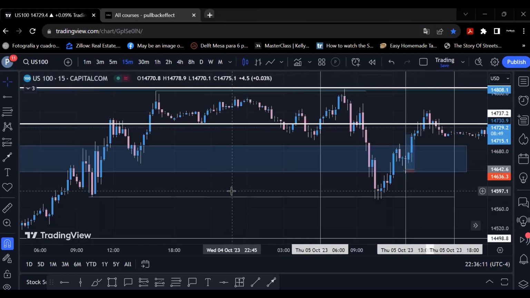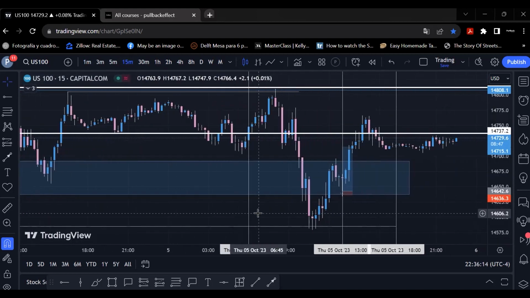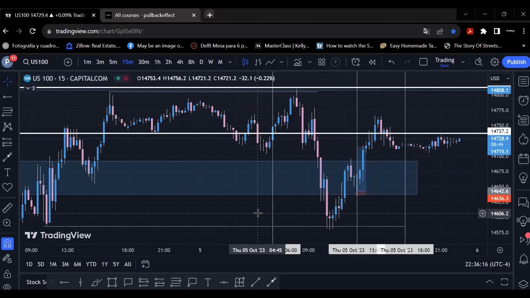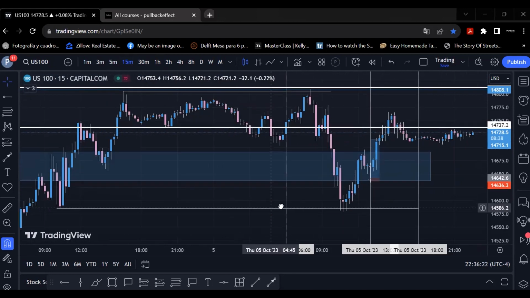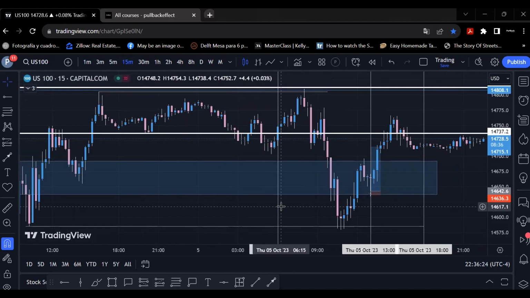So the manipulation, okay, there's certain things that you could identify manipulations with. One is with time and another one is with price. I'm going to teach you guys both in this lesson here. So going into time, manipulations happen at the start of each session throughout the day. It could happen in London session, in New York session, and also in the PM New York session as well.